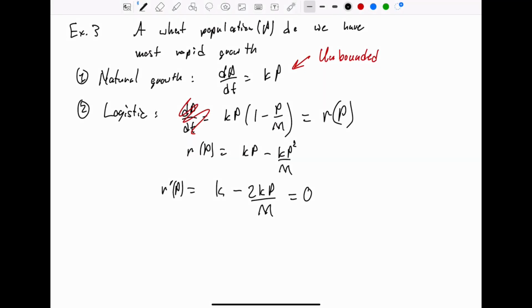So first thing I'm going to do is divide each side of this equation by 0. Yeah, that's a great idea.